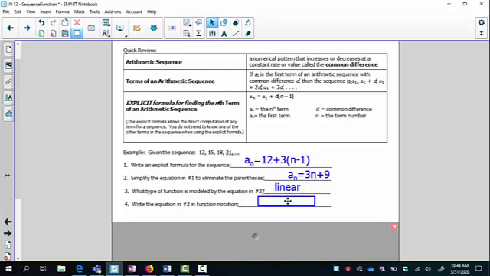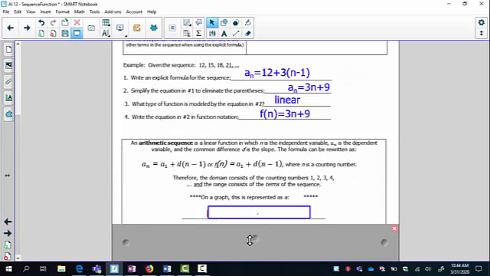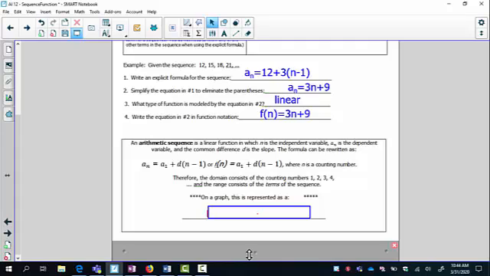And we could actually write our sequence in function notation. So down in this text box at the bottom, you see a description of an arithmetic sequence as a linear function where n is the independent variable and a sub n is the dependent variable. And your common difference, once you've simplified that expression, is the slope. So we can write that in two different ways.